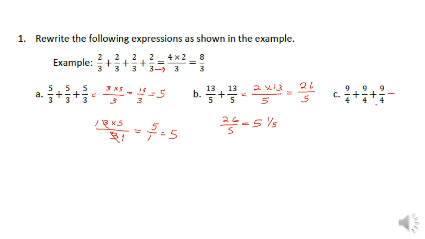On C, we're going to end up with 4ths. And this is going to be 3 times 9. So now we have 3 times 9 over 4. There's no common factors along with them. So we're going to end up with 27/4. 4 going into 27. Well, 4 times 6 is 24. 4 times 7 is 28, so it's going to have to be 6. So 4 times 6 being 24, there's going to be 3 left over. So it'll be 6 3/4.